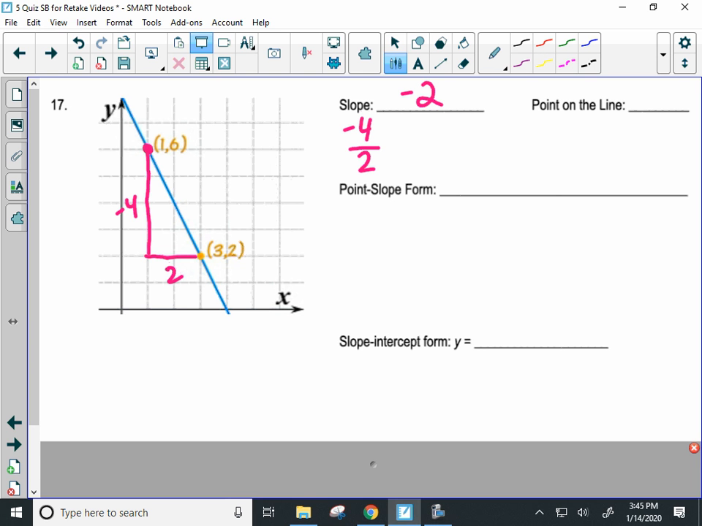So that's my slope. Now, point on the line, all that's asking you to do is choose one of those points that are plotted for you. You can choose (1, 6) or (3, 2). I don't care which one. Either one you do, you will get the right answer. I'm going to choose (1, 6) just to choose one. You could pick (3, 2), and you will get the exact same answer. So point on the line is just saying pick one of the points that is chosen for you on the line. Now you're going to write the equation of that line in point slope form.